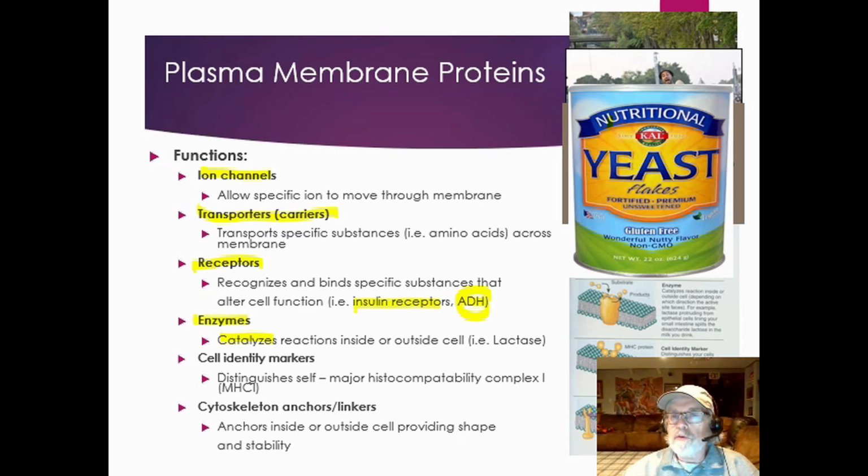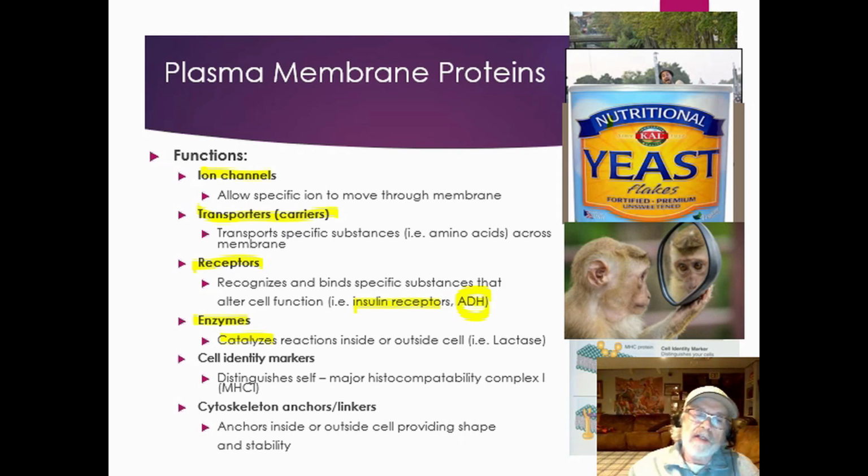So in other words, they'll actually make a chemical reaction occur, just like yeast will cause bread to rise. These will actually catalyze a particular reaction. Again, if you see a word that ends in -ase, chances are it has something to do with an enzyme. These are enzymes, and enzymes are proteins. That's my fourth type of protein. My fifth type of protein are cell identity markers.